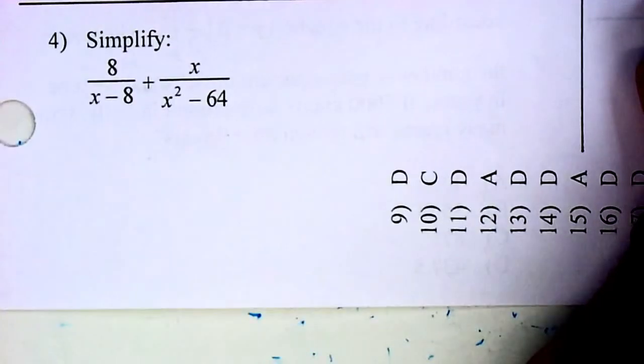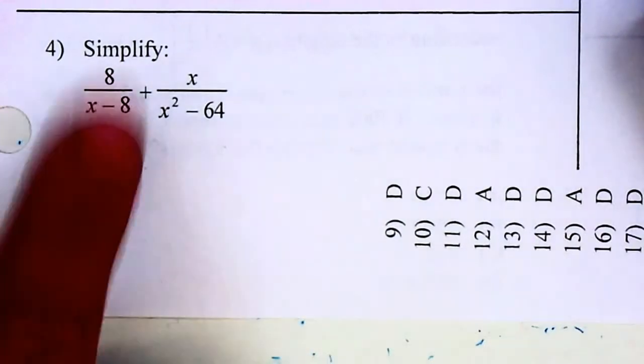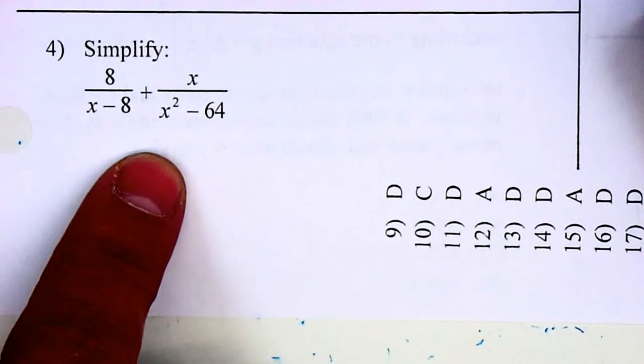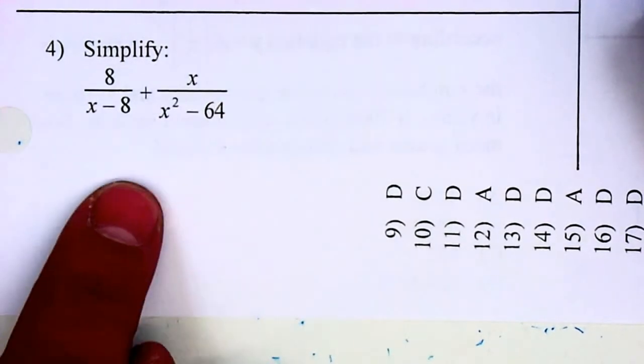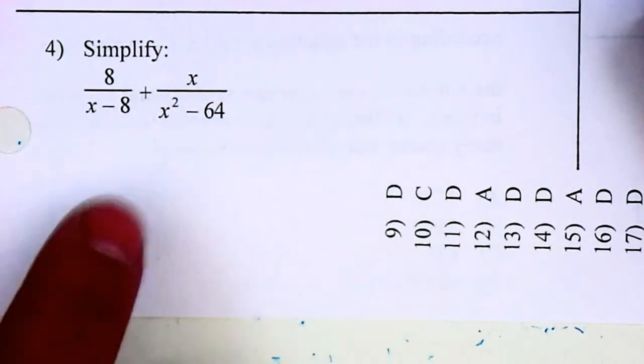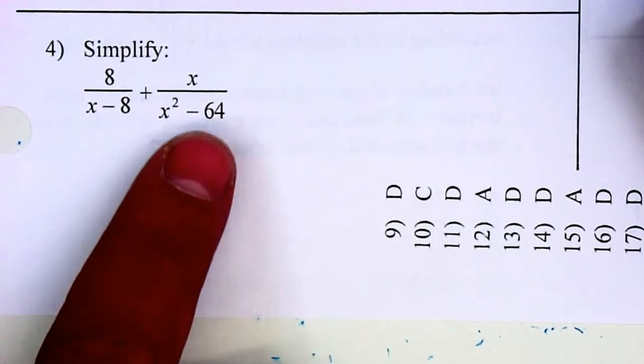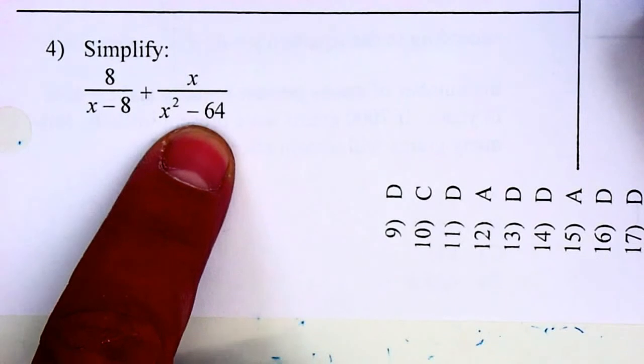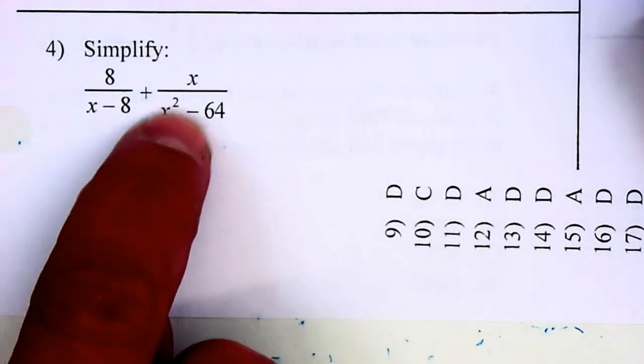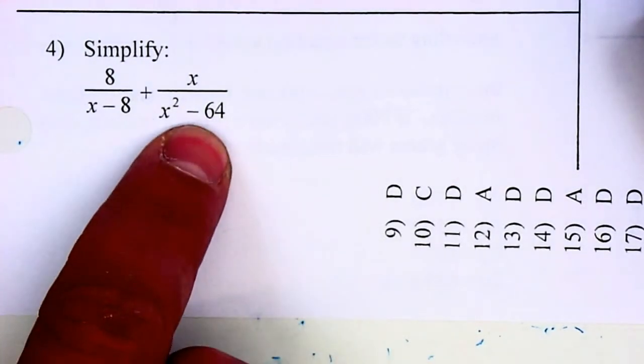On problem number 4, I noticed that I have an addition. Remember, whenever we have an addition, you want to be able to make the denominators the same. So you want to be able to factor the denominators. I notice that this is the difference of two squares. X squared is a square, 64 is a square, and there's a minus in between.